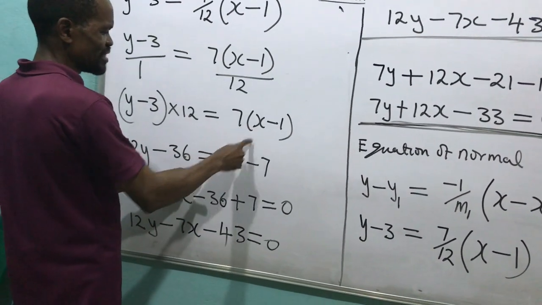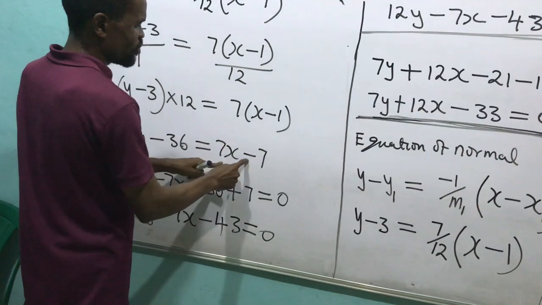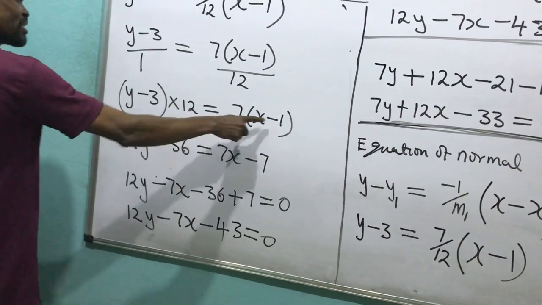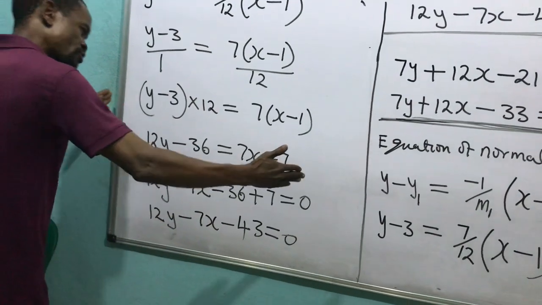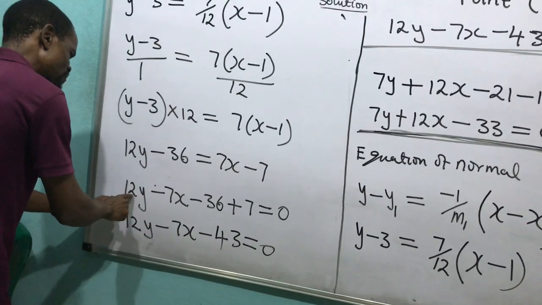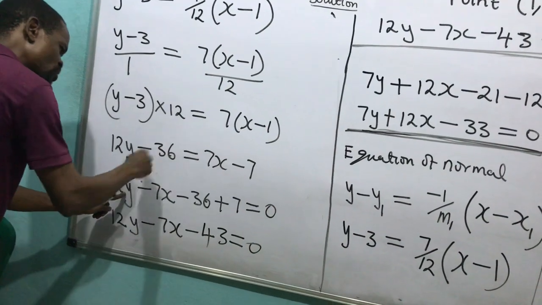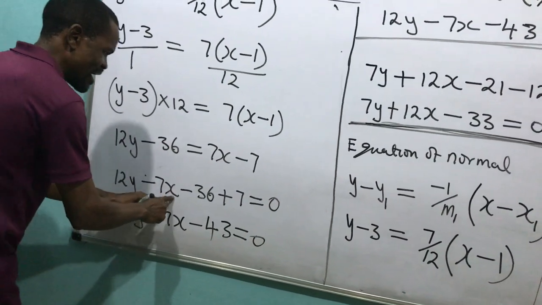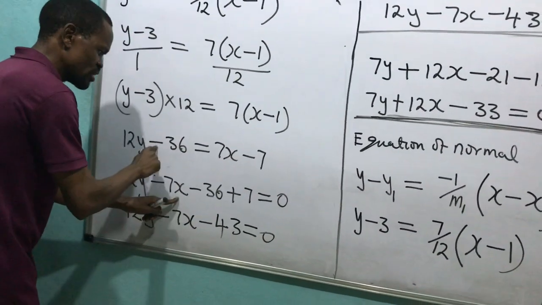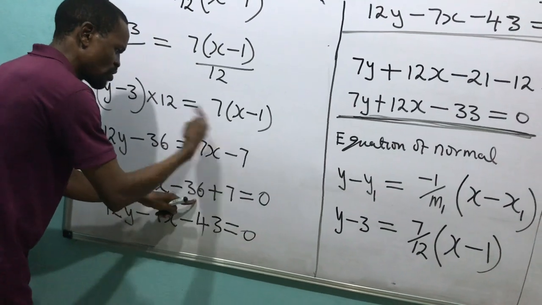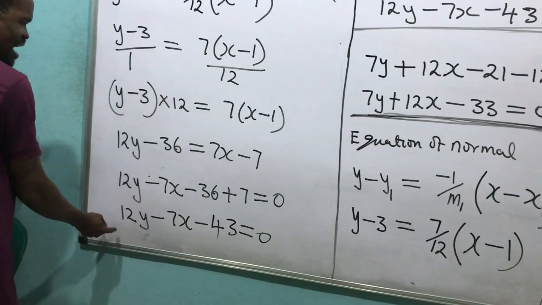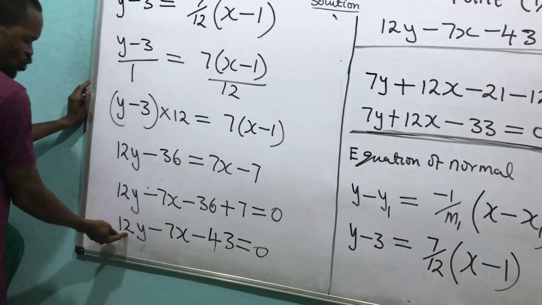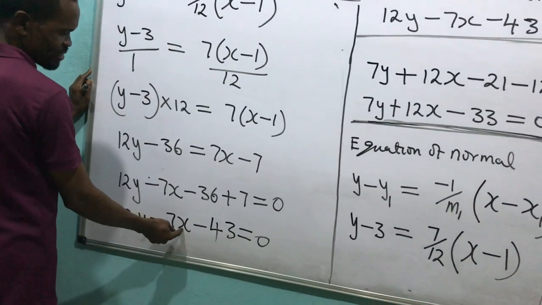Equals 7 times x gives 7x, and 7 times minus 1 will give me minus 7. Then collecting the like terms and forming the equation, I have 12y. This 7x coming over here becomes minus 7x. This is minus 36, crossing the bridge, coming over here becomes plus. What will remain here is 0. Then I have the equation of normal, which is 12y minus 7x.